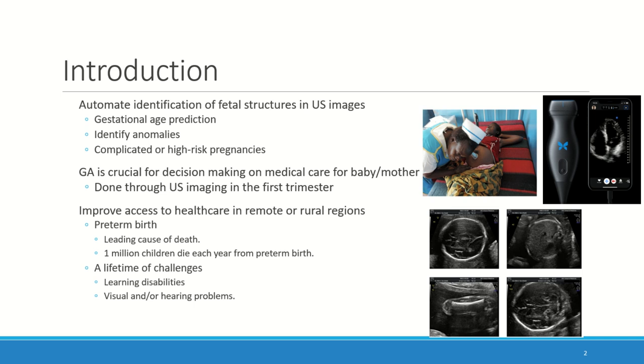By automating all of this process, we hope to improve access to healthcare in remote or rural regions in the world. Preterm birth is the leading cause of death. 1 million children die each year from this condition, or they may face a lifetime of challenges, learning disabilities, visual and or hearing problems. So by improving the access to healthcare, we hope to reduce all of this.